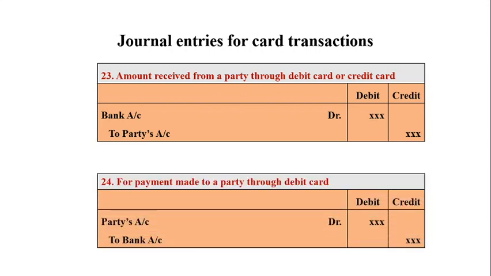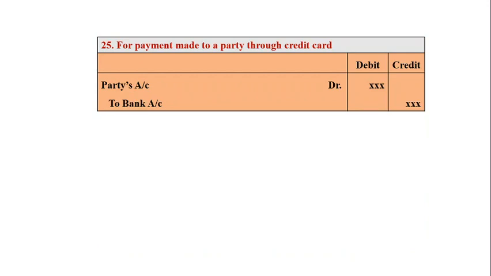24. For payment made to a party through debit card. Accounts involved here are party's account and bank account. And so the journal entry is debit the receiver party and credit the giver bank, and therefore party's account debtor to bank account.